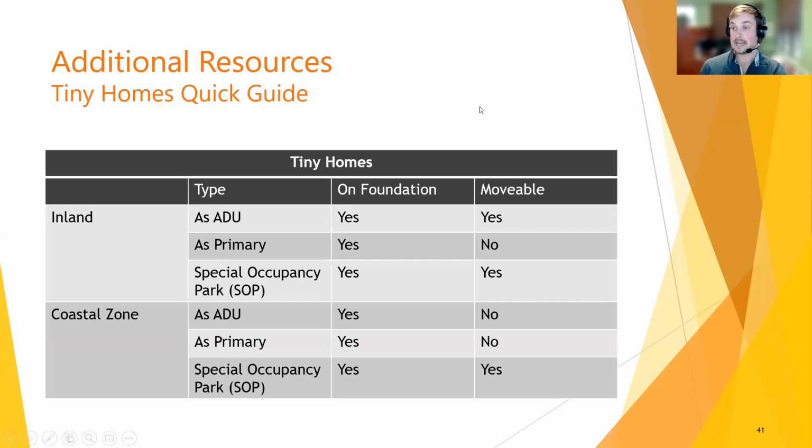And then a quick guide to tiny houses and how they fit within the framework of ADUs, and beyond. But since we're focusing on ADUs this evening, in the inland area, can your tiny house on a foundation be an ADU? Yes. Can your movable tiny house be an ADU? Yes. In the coastal zone, can your permanent on a foundation tiny house be an ADU? Yes, but not movable. So that's how tiny houses interface with accessory dwelling unit provisions. Next slide, please.